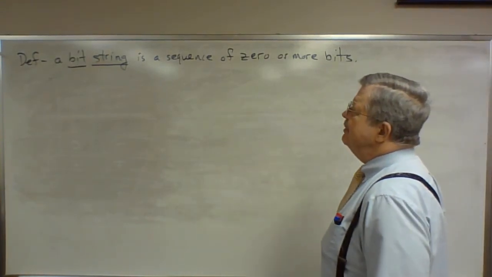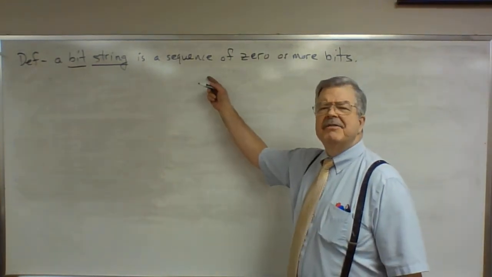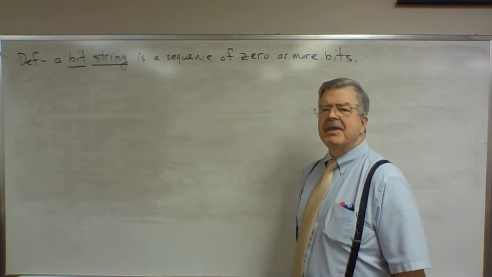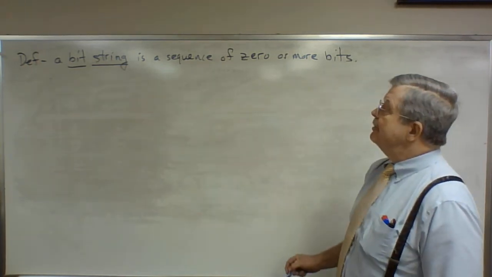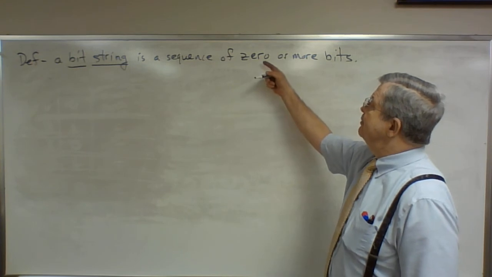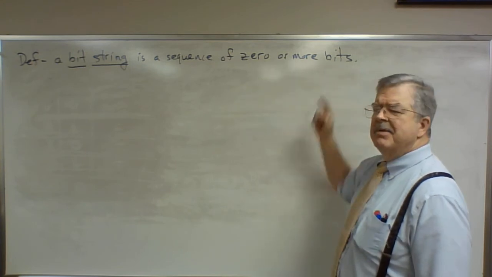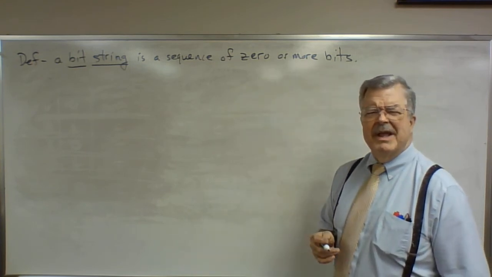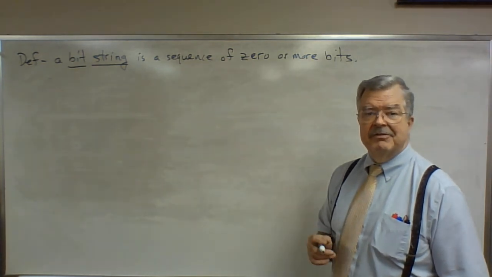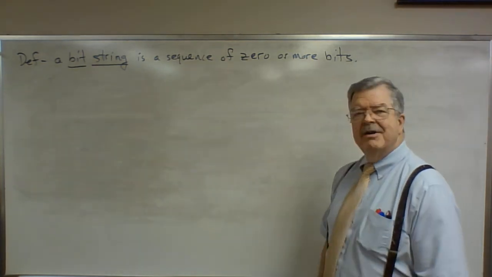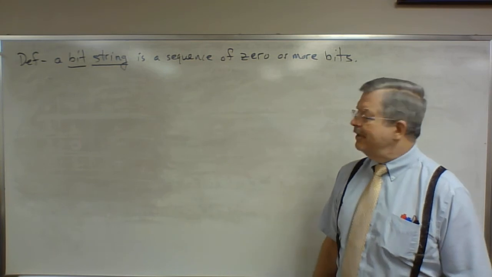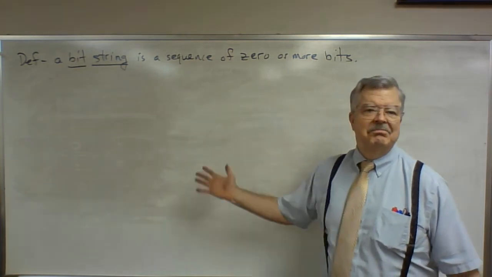The next thing that we do is we need to define a string of bits, or a bit string. Our author says a bit string is a sequence of 0 or more bits. I don't know why we'd have a sequence with 0 bits, but if you want to know what a sequence with 0 bits looks like, here it is. Nothing.